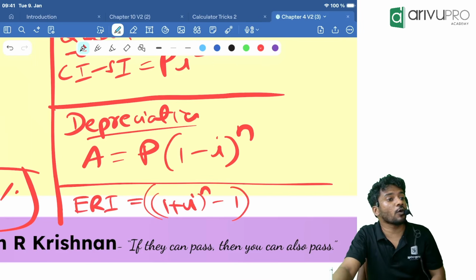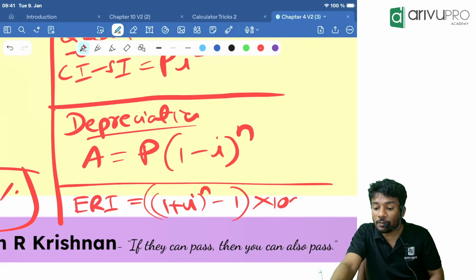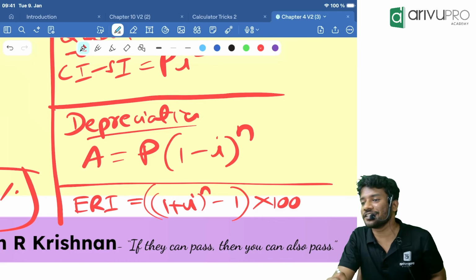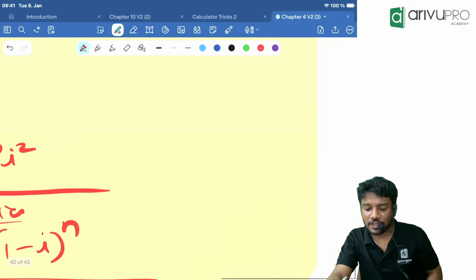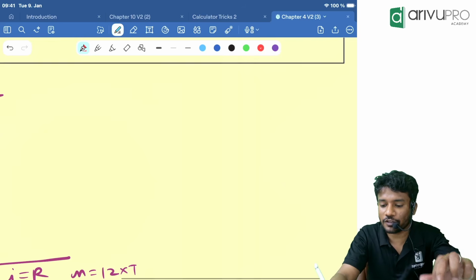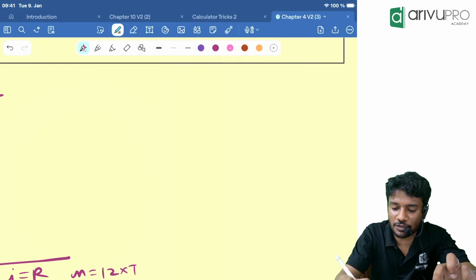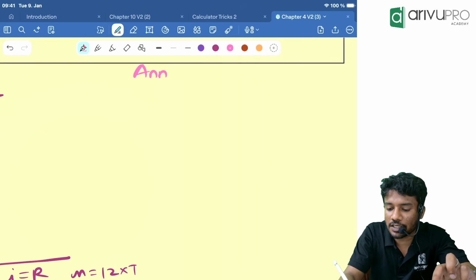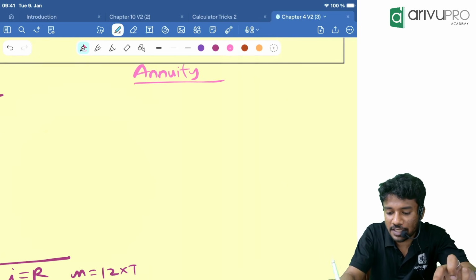But usually we want it in what? Percentage. So you will multiply it with what? 100. Got it? Done? So effective rate of interest is also done. Then we are going for the main person. The main person is called as what? Annuity. Correct? Do you remember him?